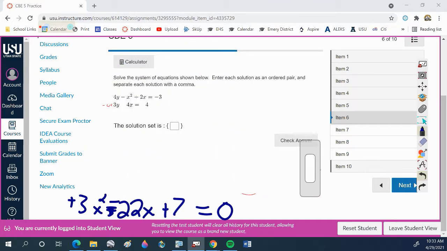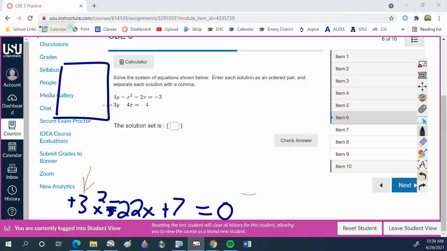How do we factor a quadratic with a leading coefficient? You could use the quadratic formula. Yeah, that would work. I'm going to try this. 3x squared and 7. Multiply those together and I get 21x squared. Can I create a negative 22 using a 21? Yes, negative 1 and negative 21.